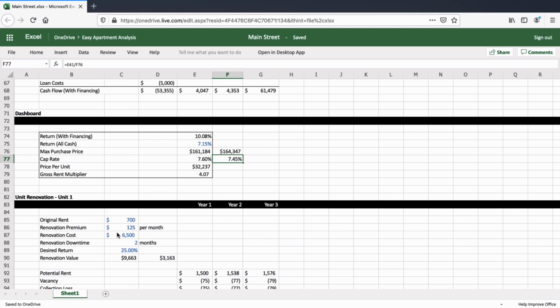Congratulations, you learned how to value apartment renovations like a pro, and you should feel very good about what you just learned.